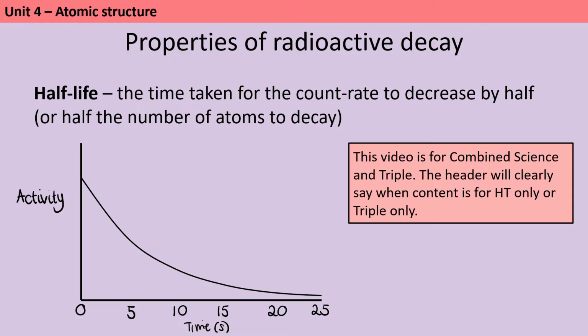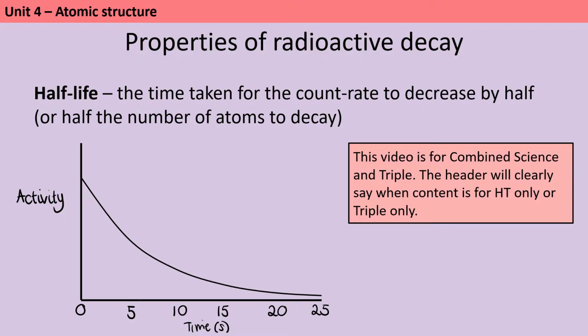Radioactive decay is a random process, so we don't know which particular nucleus is going to decay, but we do know that for a bulk sample, the rate of decay is pretty much constant. Half-life is the time taken for either the count rate, which is measured with a Geiger counter, to decrease by half, or for half of the number of atoms in the sample to decay. Either of those definitions would take the same amount of time.